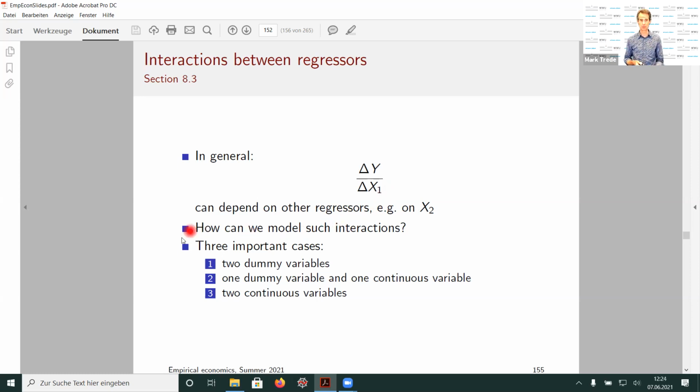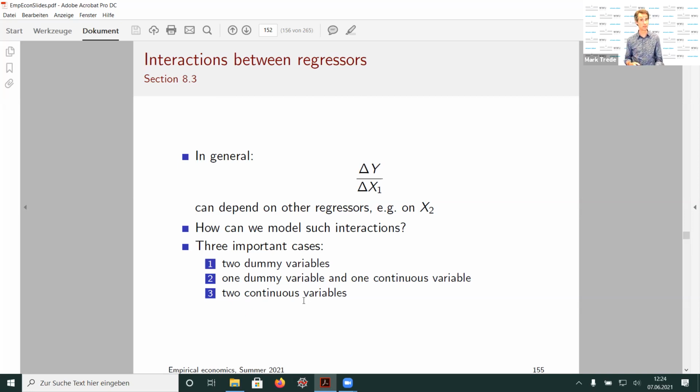Okay, and we start with a very easy case where we only have two dummy variables, so 0, 1 variables. Then we go over to the case where we have one dummy variable and one continuous variable. And then last, we consider the case where we have two continuous variables. And once you understand these cases, then it's easy to generalize that to any multiple linear regression framework.